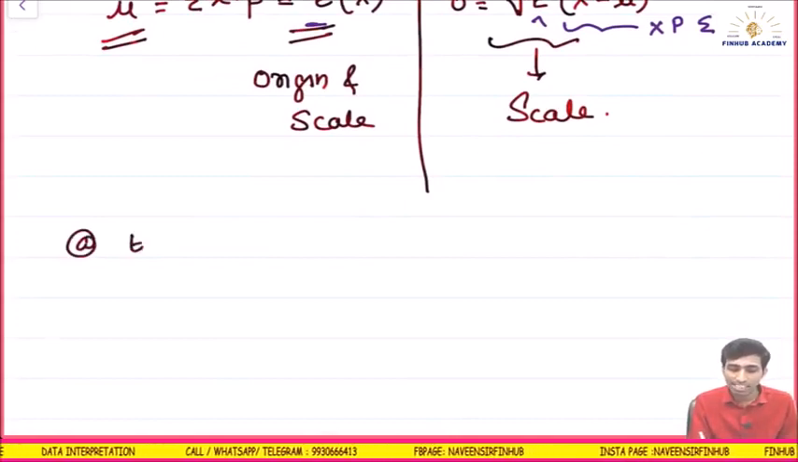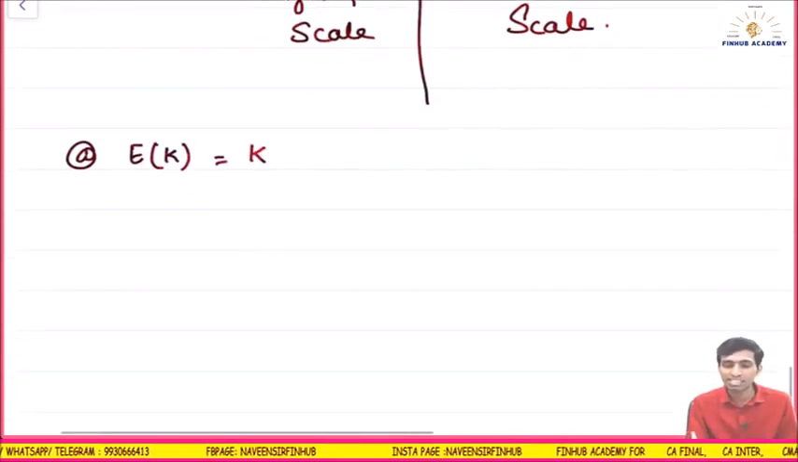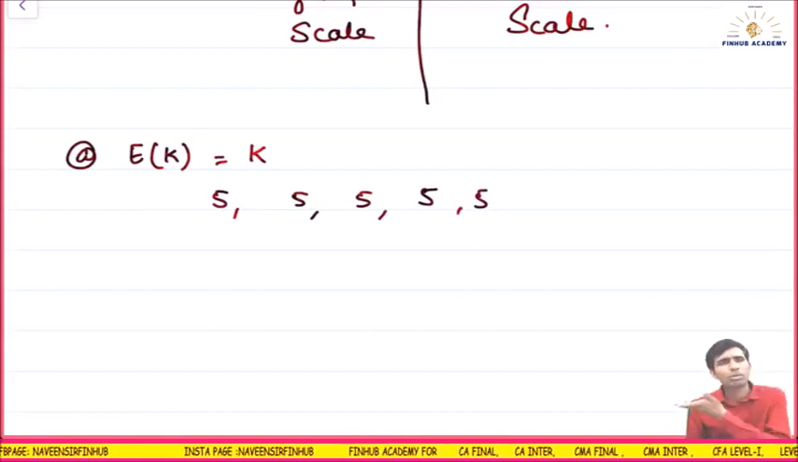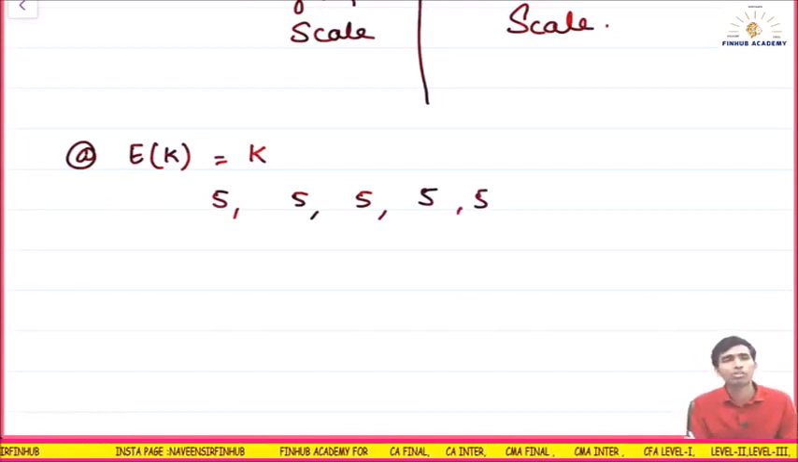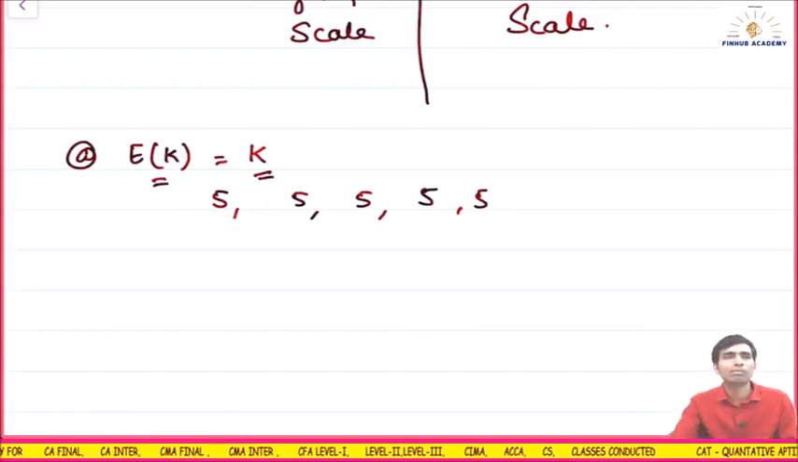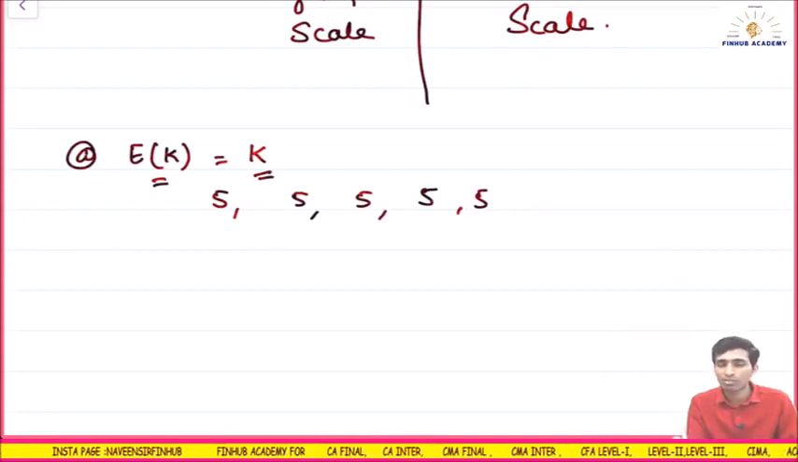Understand. If I calculate the expected value of k, it will be nothing but k, means x is 5, 5, 5, 5, 5, and if I have the probability also now, and I try to calculate the mean, it will be k. Understood? It will be k, means same number. So don't get confused. If I have all the values as 5 and the probabilities, I'll get ultimately the same. The answer is 5 only.